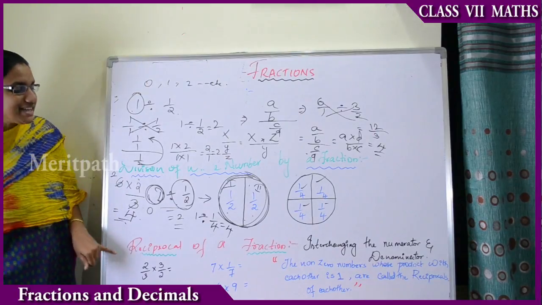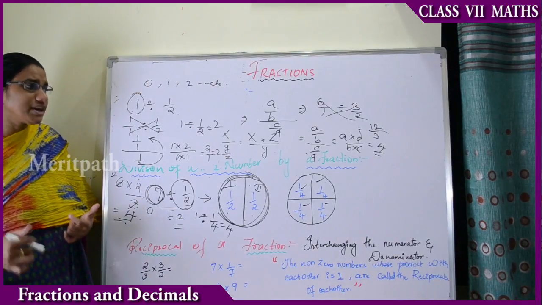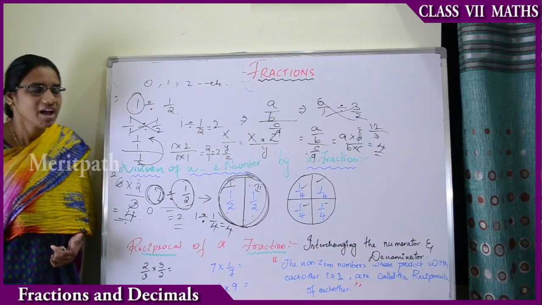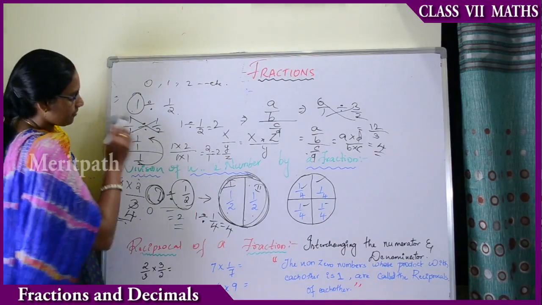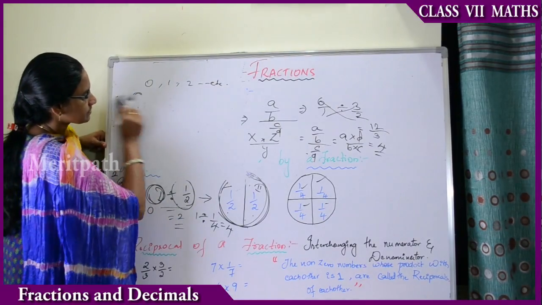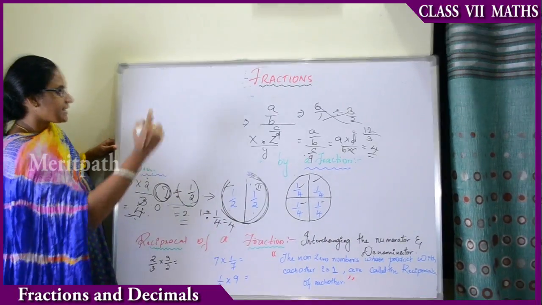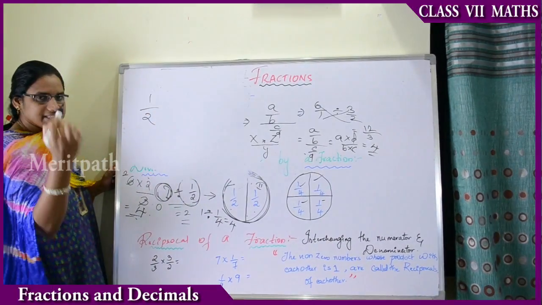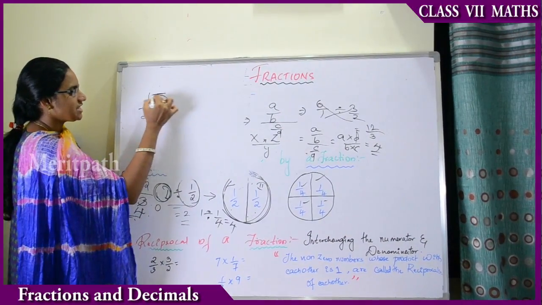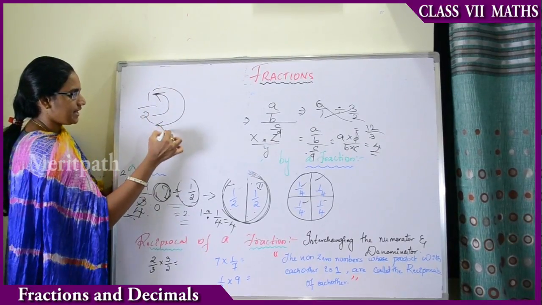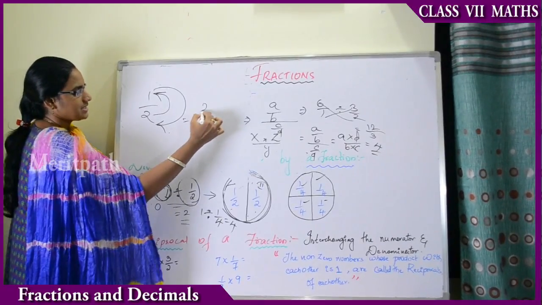Now let us see the reciprocal of a fraction. What is the reciprocal of a fraction? Let us take one number, 1 by 2. The reciprocal means we are interchanging the numerator and denominator, so our answer will be 2 by 1.